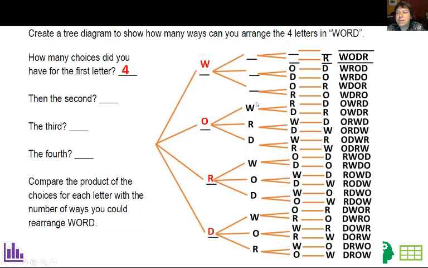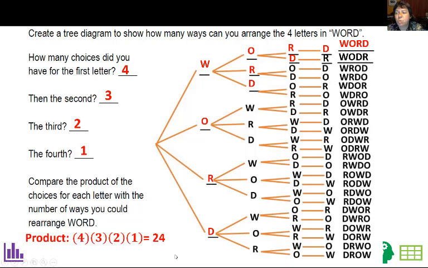Then for the second letter, in this case, I've already used the W. So how many choices do I have? Well, I can either do O, R, or D. So I have 3 choices. Then for the next letter, let's say I did O, then I could choose R or D. And then for the last letter, if I did R, then I only have D to choose from, so I only have 1 choice. So let's compare the product here, which is 24.